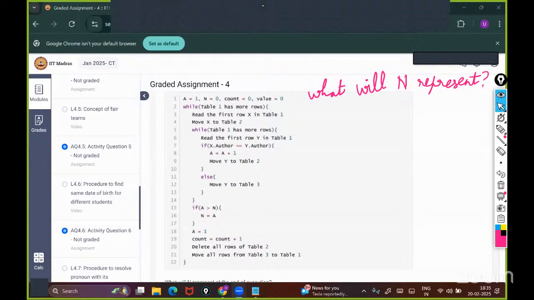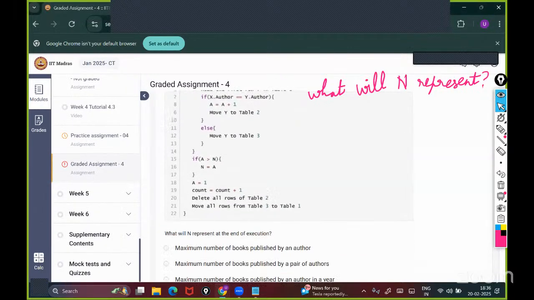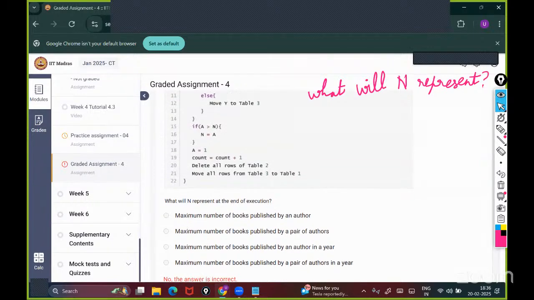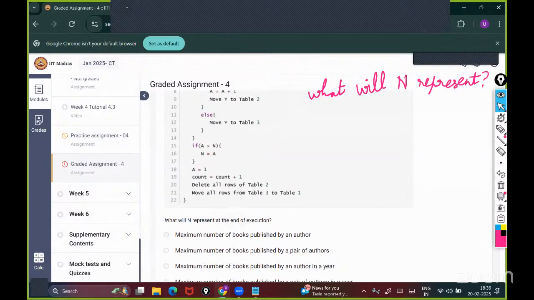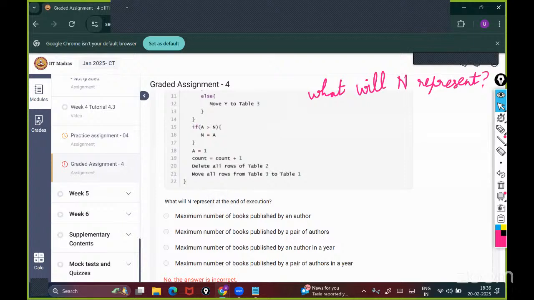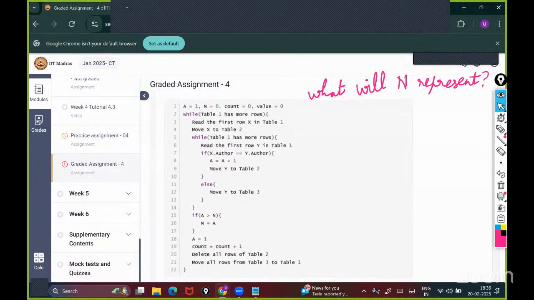Now show me the options. The options are: maximum number of books published by an author, or pair of authors, or by an author in a year, or pair of authors in a year. First option. There is no mention of year in the code, so we can discard year, and also pair is not mentioned, so it should be the first option.